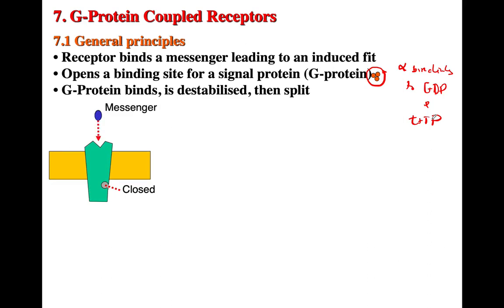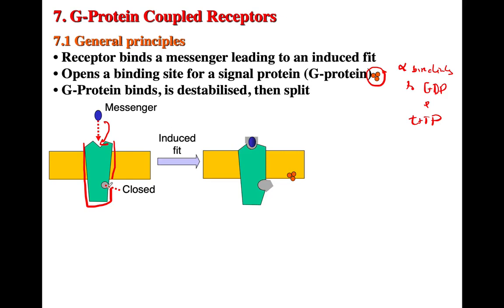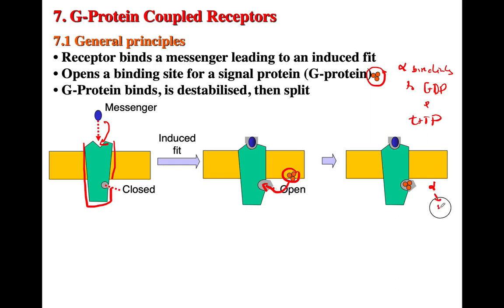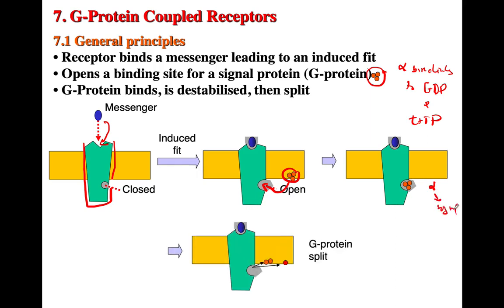All right, so this is the G protein coupled receptor. It binds to a messenger. When it binds to the messenger, it's going to cause an induced fit, causing the binding site here to be open, which will then lead to this G protein complex coming in and binding in the binding site. And once binding takes place, the alpha subunit is going to disintegrate itself and continue the signal transduction.